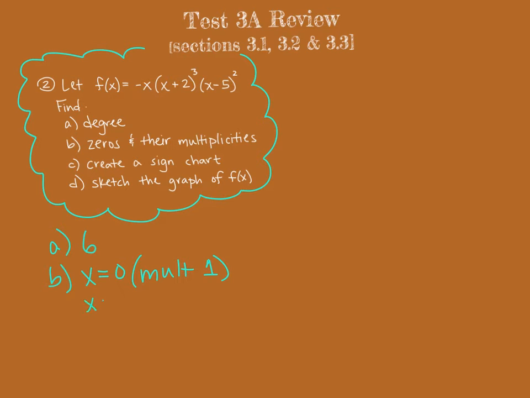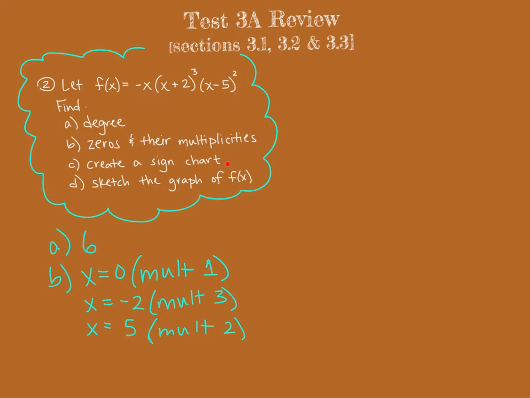Our second 0 is x equals negative 2, and that has a multiplicity of 3. We pick negative 2 because it makes this factor equal to 0. And then the last 0 is x equals 5, and that has a multiplicity of 2. Multiplicity is how many times the 0 or the root, same thing, occurs, and we see that by how many times that factor occurs, which is in the exponent.